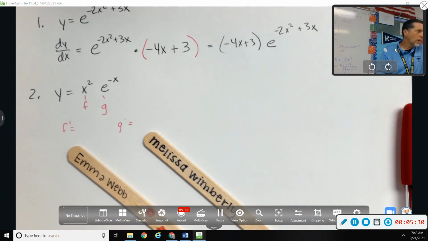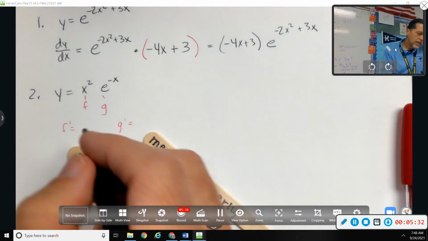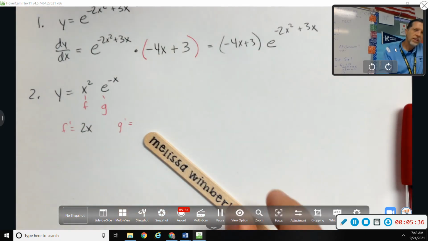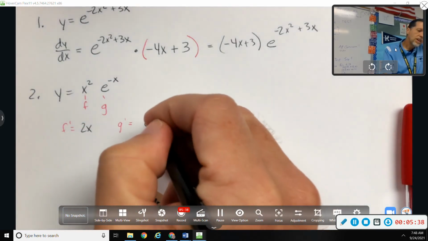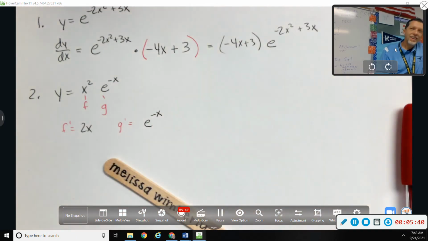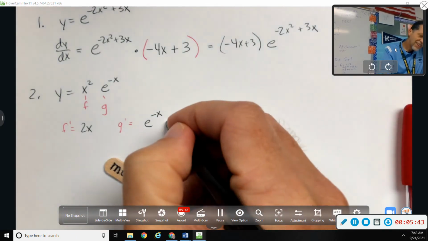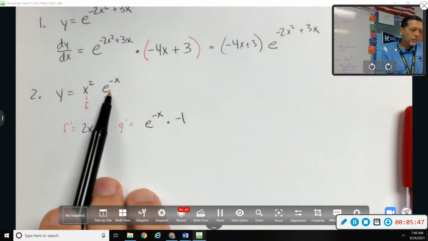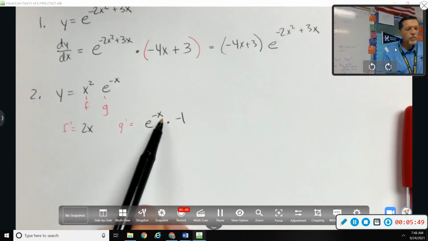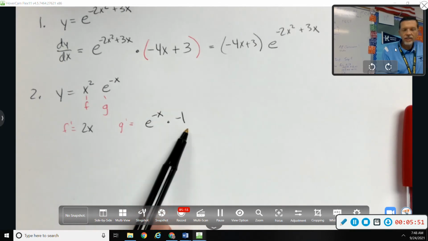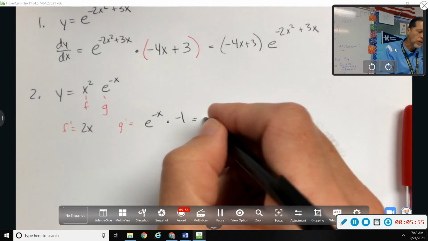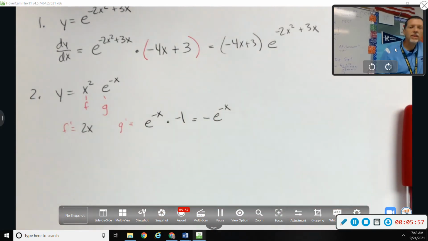Emma, what's f prime? Melissa, what's g prime? Good. Good. Keep e to the negative x. That doesn't change at all, but the derivative of negative x is negative 1. So that's not wrong. I would just rewrite it with the negative in front.